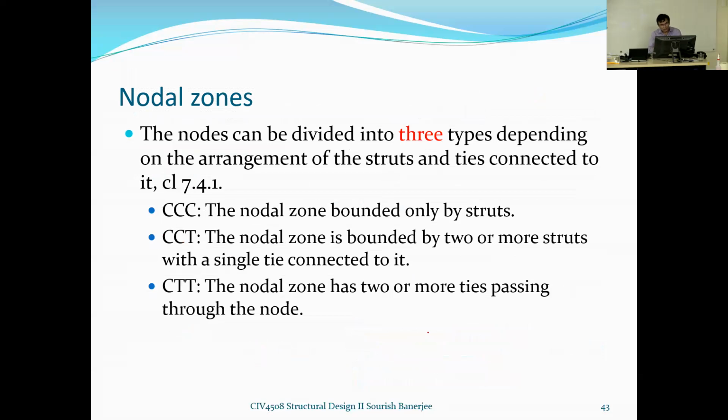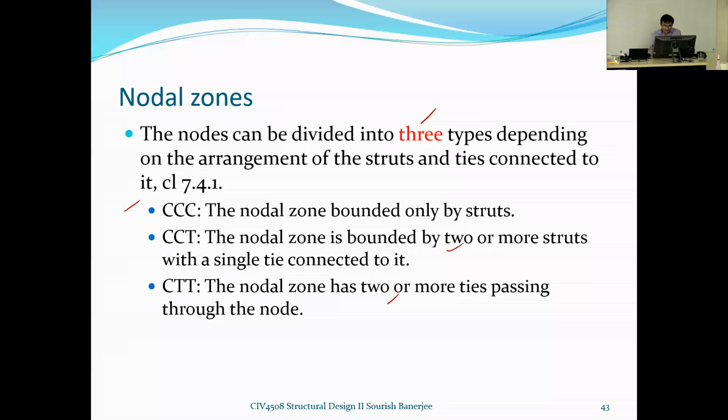Next, we'll look into the nodal zones. The nodes can be divided into three types, depending on the arrangement of the struts and ties connected to it. So what are these three types? CCC, the nodal zone bounded only by struts. That's why CCC. So there are three members connected to a node, but all are compression members. That means they are all struts. CCT, the nodal zone is bounded by two or more struts with a single tie connected to it. That's why the T is there. And CTT, the nodal zone has two or more ties passing through the node.